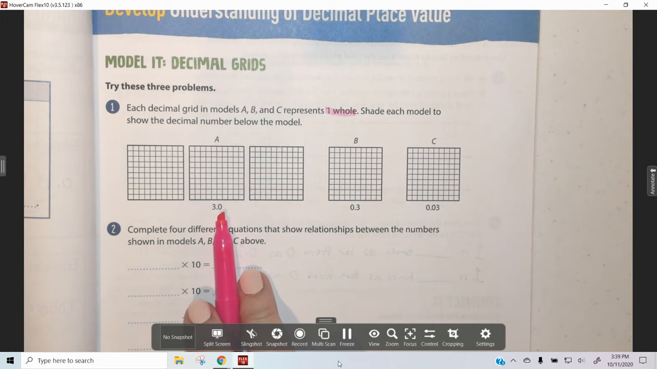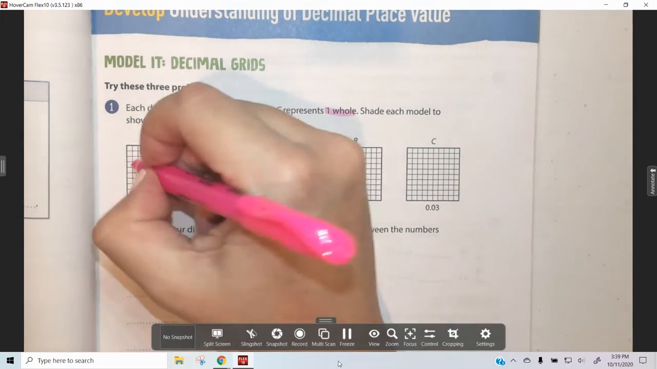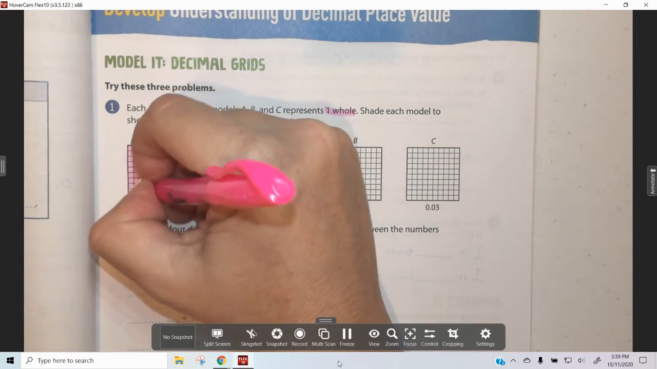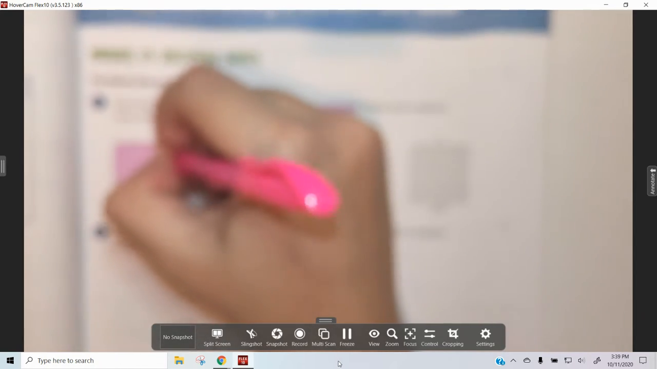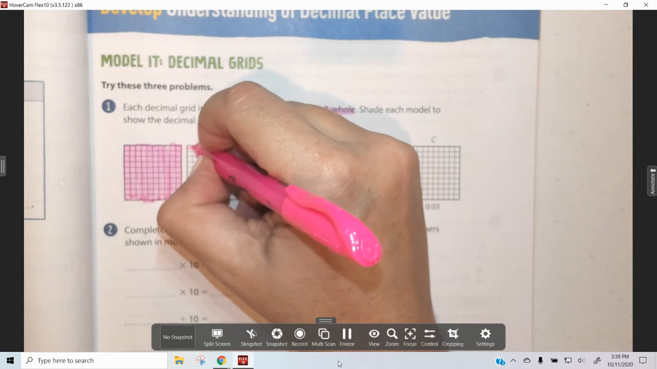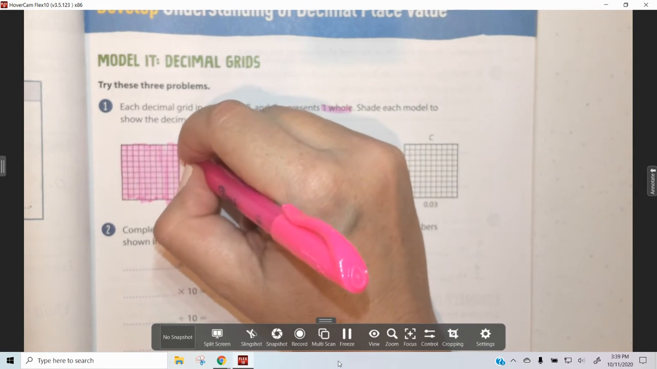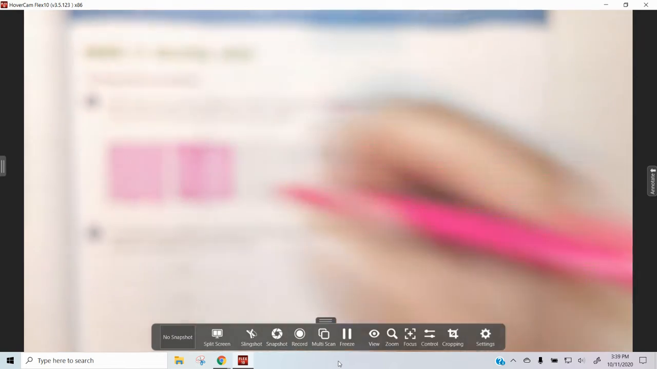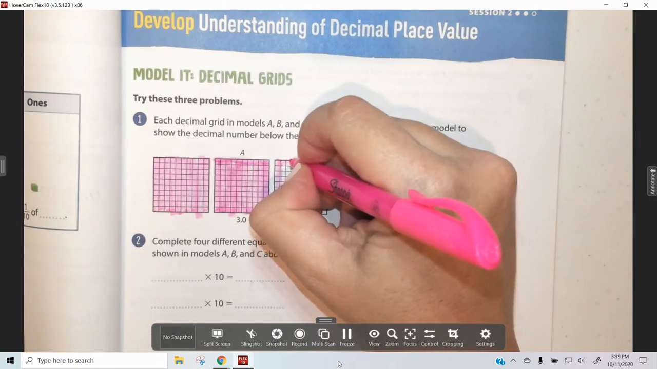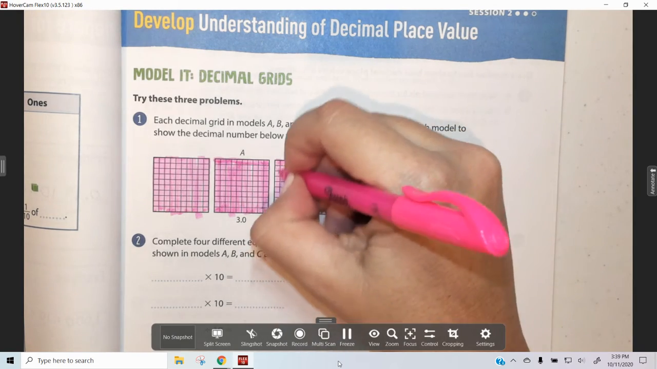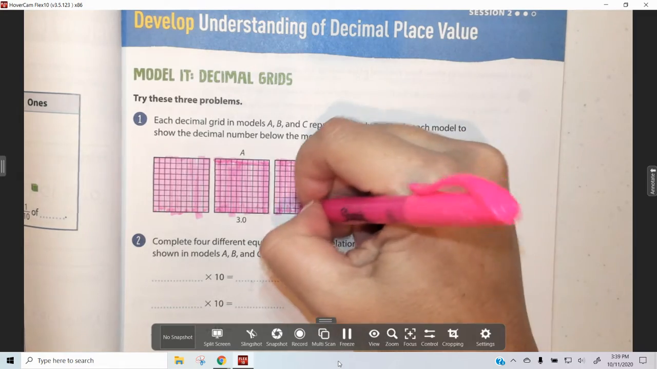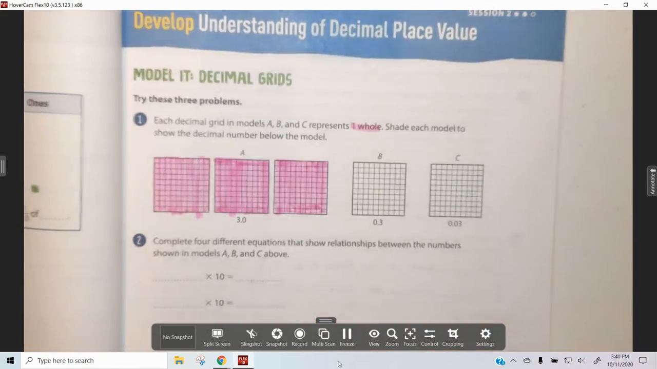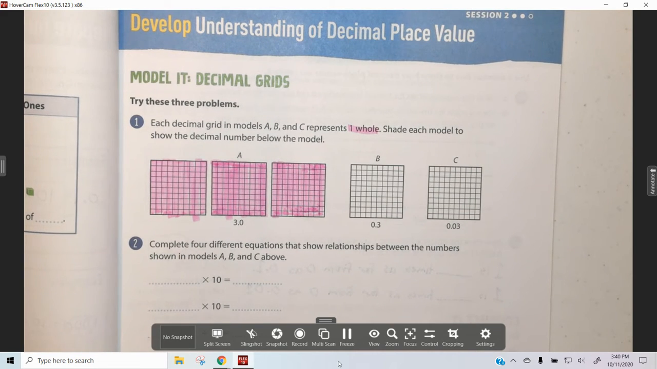So here we see 3.0, or this reads as 3 ones, or 3 wholes. So to shade in 3 wholes, or 3 ones, we're going to shade in the entire box, all 3 of them, because we're showing what 3 wholes looks like. So 3 wholes is coloring in all of those boxes. You can use your highlighter or your pencil, but you want to shade in the entire 3 boxes. So there you can see that we've shaded in 3 wholes, plus a little extra down there at the bottom.